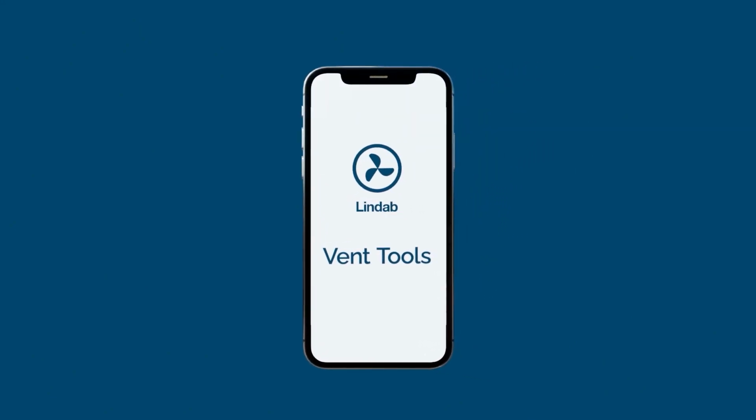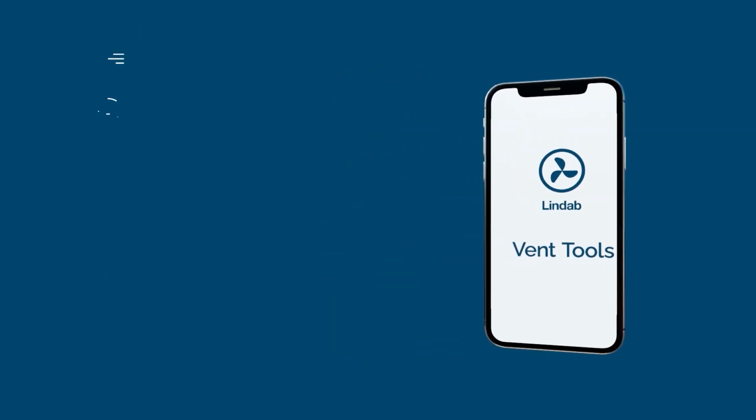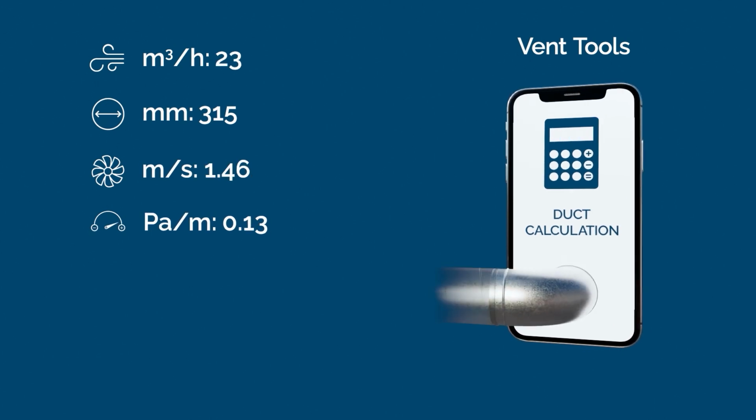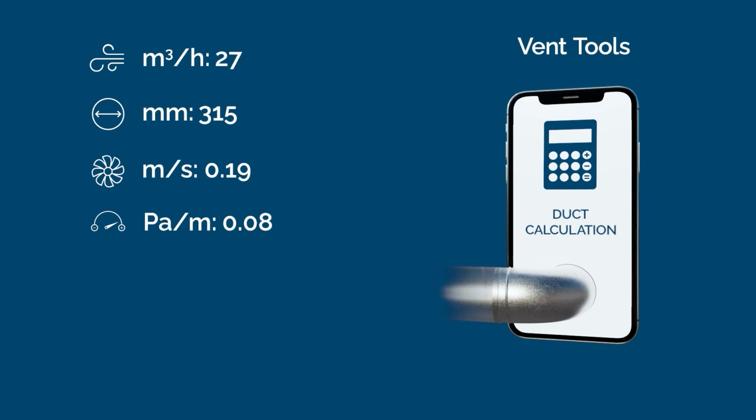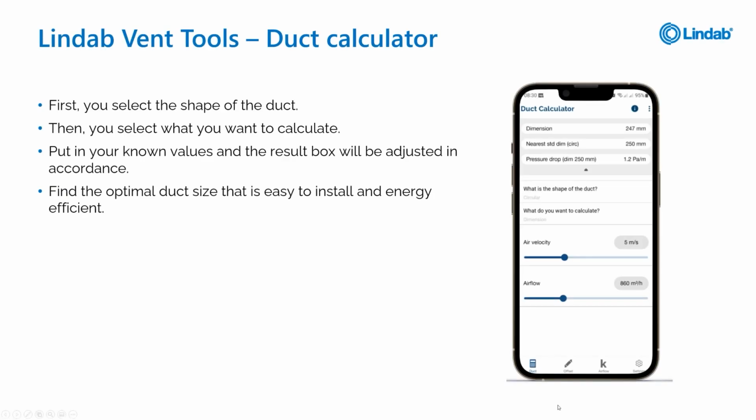The duct calculator is a small part of the Ventools app. It is a selector to find optimized duct sizes that are easy to install and energy efficient. The way to do it is really simple. First, you select the shape of the duct, then you select what you want to calculate, and finally, you see the result in the top right corner.